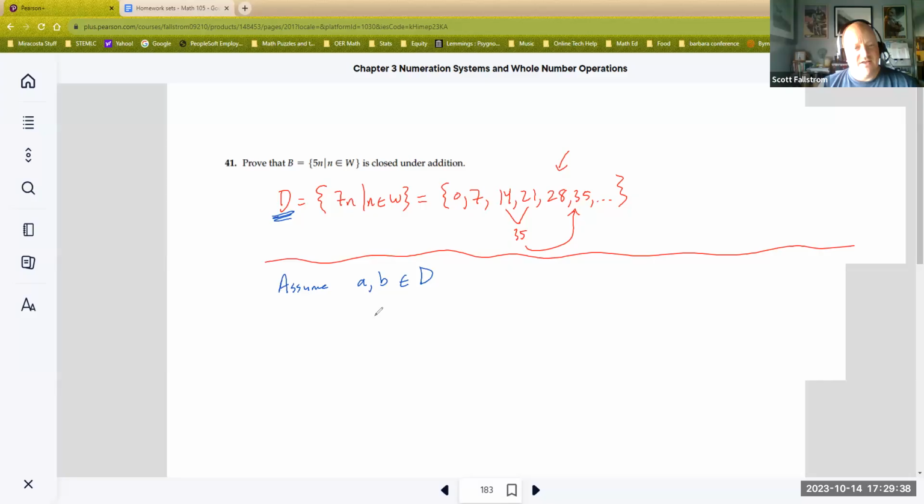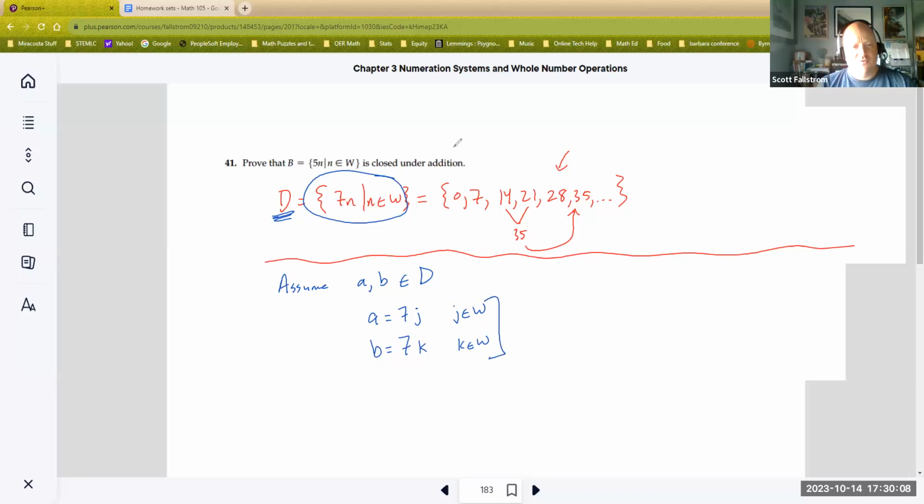Well, that means that A has to equal 7 times something. You could use N, but you don't want to use it more than once, so I'm going to choose different letters, J and K. So A is equal to 7J, where J is an element of the whole numbers. And B would be equal to 7 times K, where K is an element of the whole numbers. And again, that's the definition of the set.